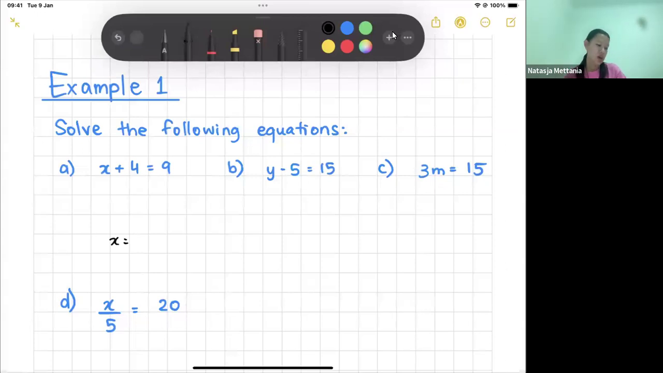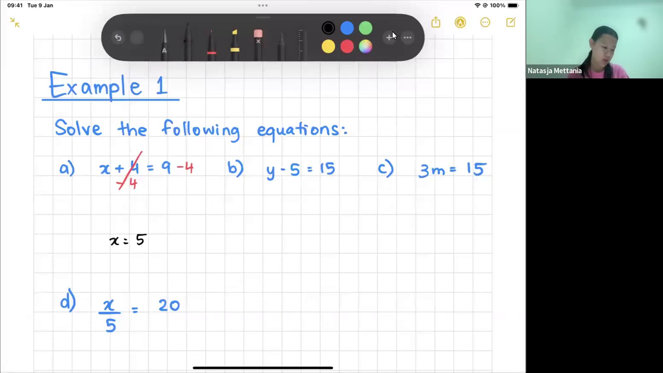So part of your working out, this is what we're going to do. If my goal is x equals something, and I have a question that says x plus 4 equals 9, I need to get rid of that plus 4 so that x is by itself. So I'm going to think, okay, what's the opposite of plus 4? Minus 4. So I'm going to minus 4 on the left-hand side, but what I do to one side, I must do to the other with equations. You need to make sure it's balanced. 4 minus 4 gives me 0. On the left-hand side, I'm left with x equals 9 minus 4, which is 5.